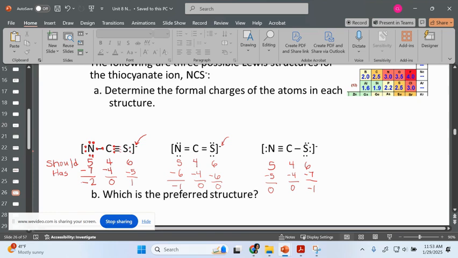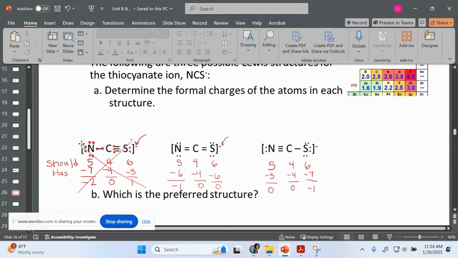Now, if we look at this, the way it's drawn here, we have to figure out which one of these is preferred. If we go back to those rules, one of the things I said was you want to try to have a formal charge on as few things as possible. So based on that rule, which one are we going to get rid of right away? The first one. The first one has a formal charge on 2 different things. So we're going to get rid of that guy. He's no good.